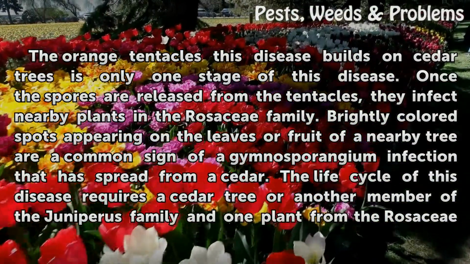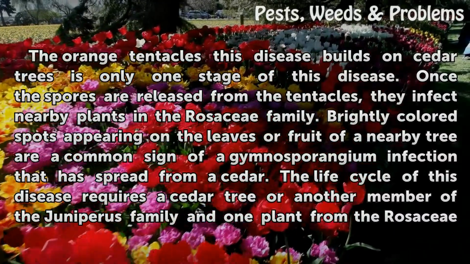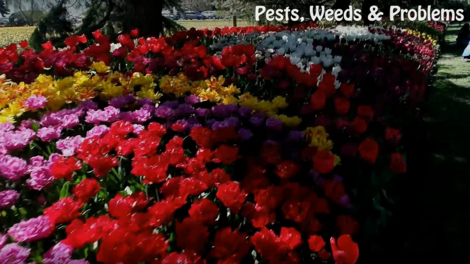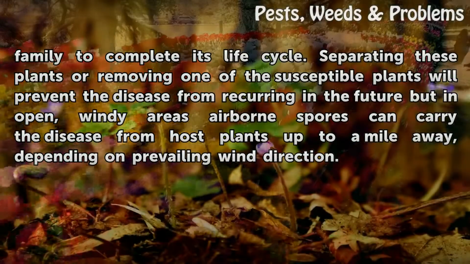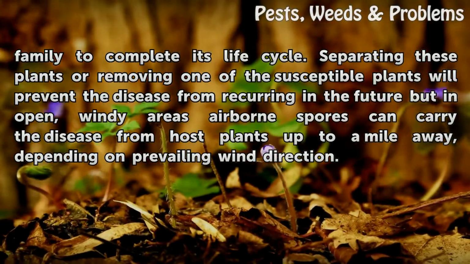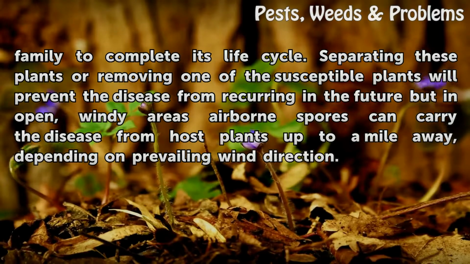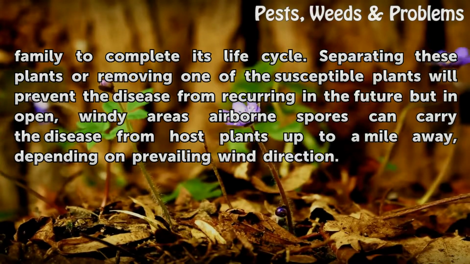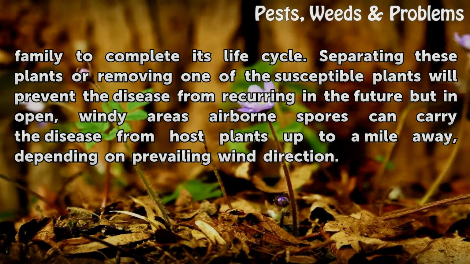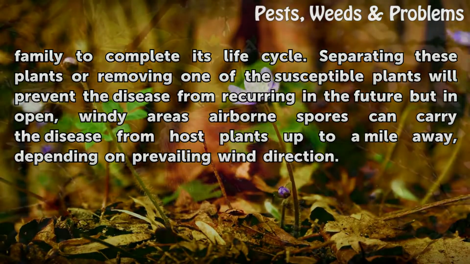The life cycle of this disease requires a cedar tree or another member of the Juniperus family and one plant from the Rosaceae family to complete its life cycle. Separating these plants or removing one of the susceptible plants will prevent the disease from recurring in the future, but in open, windy areas airborne spores can carry the disease from host plants up to a mile away, depending on prevailing wind direction.